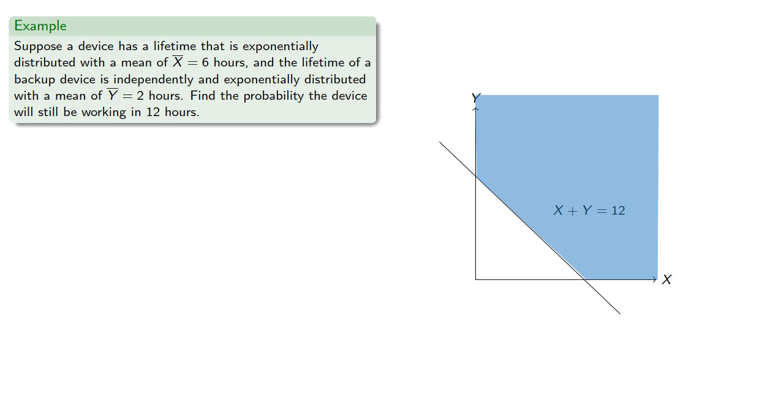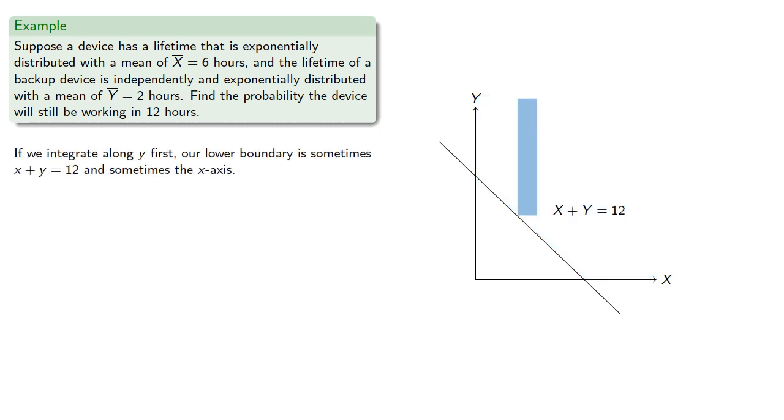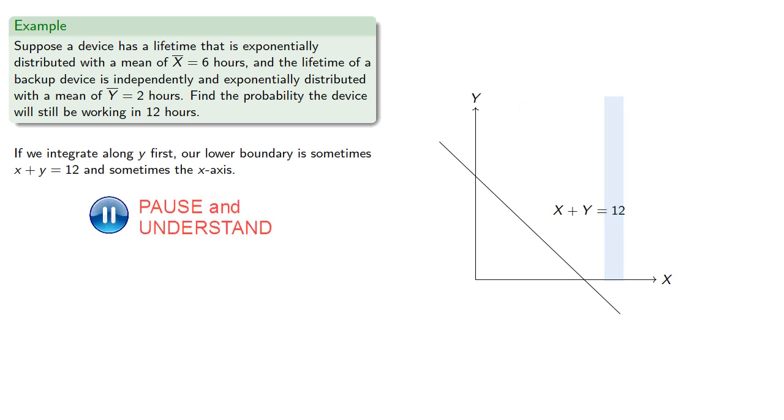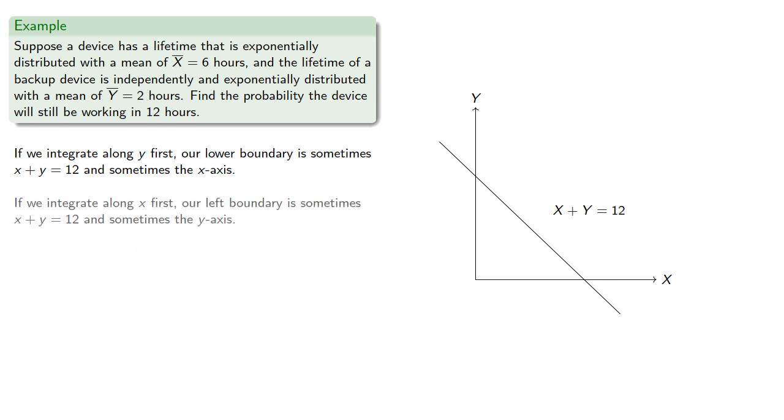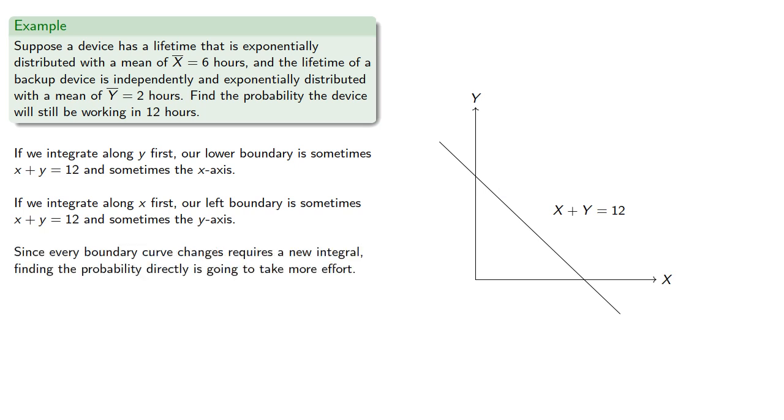But if we integrate along y first, our lower boundary is sometimes the line and sometimes the x-axis. And if we integrate along x first, our left boundary is sometimes the line and sometimes the y-axis. Since every boundary curve change requires a new integral, finding the probability directly is going to take more effort. So what if we find the complementary probability instead?